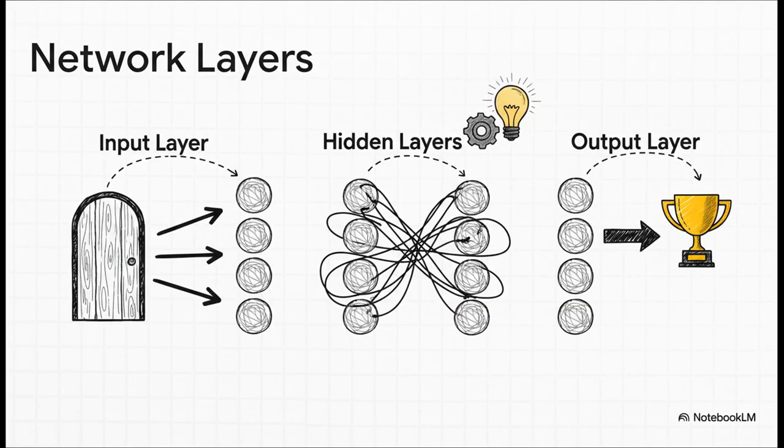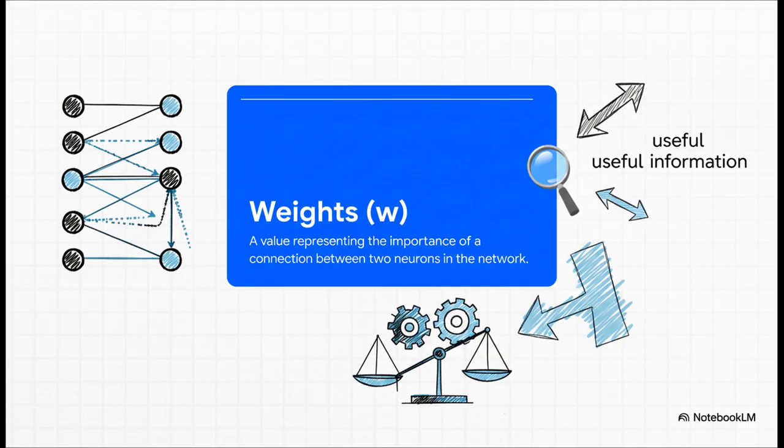They're organized into neat rows called layers. You've got the input layer. That's just the front door where all the raw data comes pouring in. Then you have the hidden layers, and this is where the magic happens. This is where the team actually does its thinking, finding all the interesting patterns. And then at the very end, you get the output layer, which gives you the final answer, the final verdict from everyone.